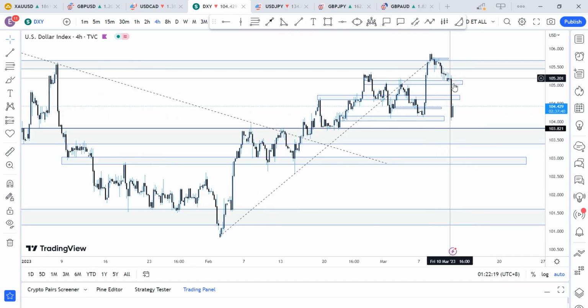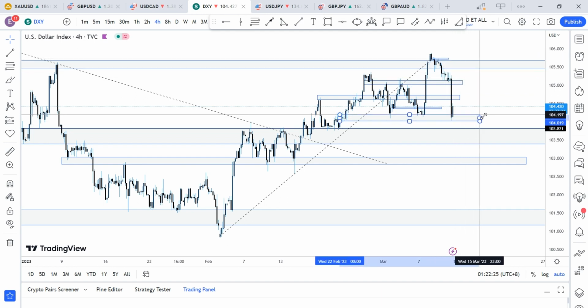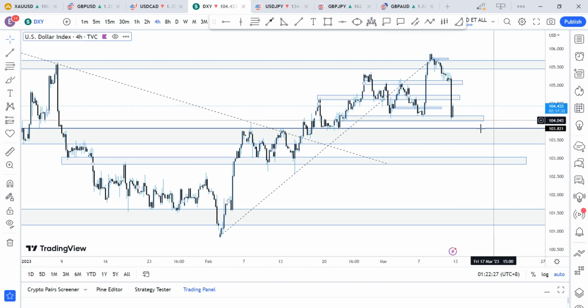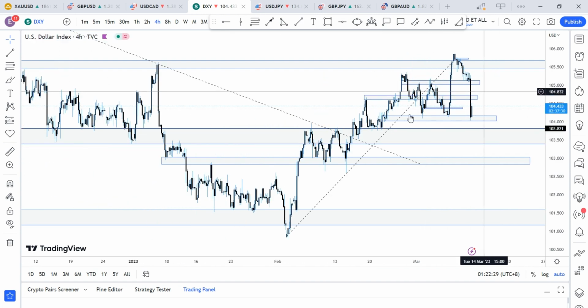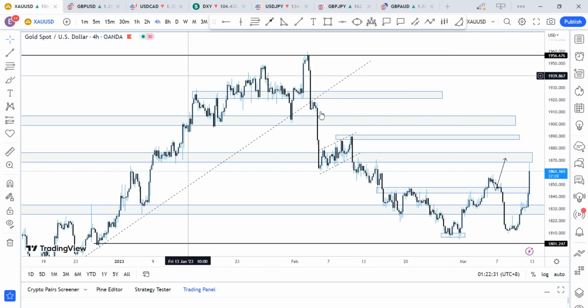And then, as you can see, this big bar here is the non-farm payroll, and we saw price dump back below again, retesting this region one more time, the region of 104. Let's see how that affected the rest of our pairs.